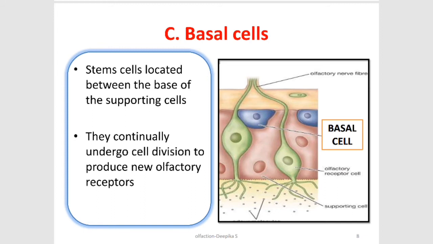And the last cells present in the olfactory epithelium are the basal cells. As the name suggests, basal, these are the stem cells which are located between the bases of the supporting cells. They continuously undergo cell division to produce new olfactory receptor cells.